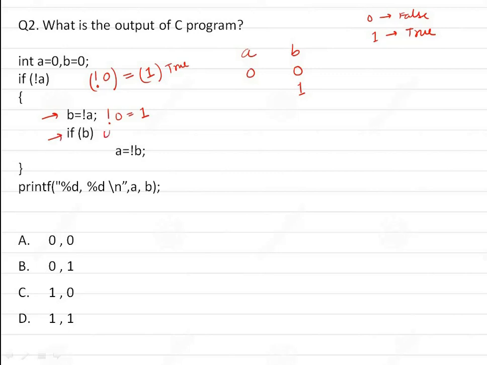This is the if statement. The value of b is 1, so again since 1 is true, this statement will be executed. Here we are assigning a is equal to not of b. If you apply the not operator on the current value of b, not of b is 0, so a remains 0 only. And finally we will come out of this if block, and this printf statement will be executed. We have to print the value of a and b. The value of a is 0 and the value of b is 1, so the correct output is 0 and 1.